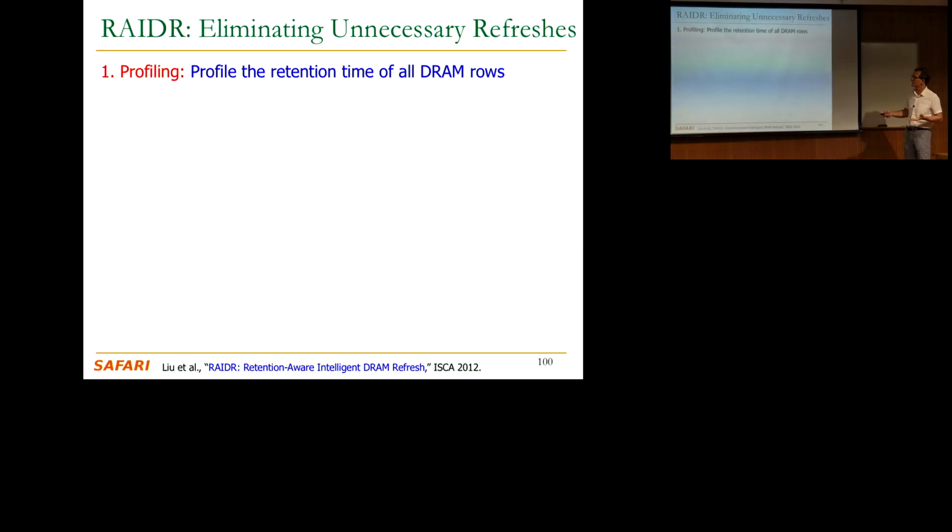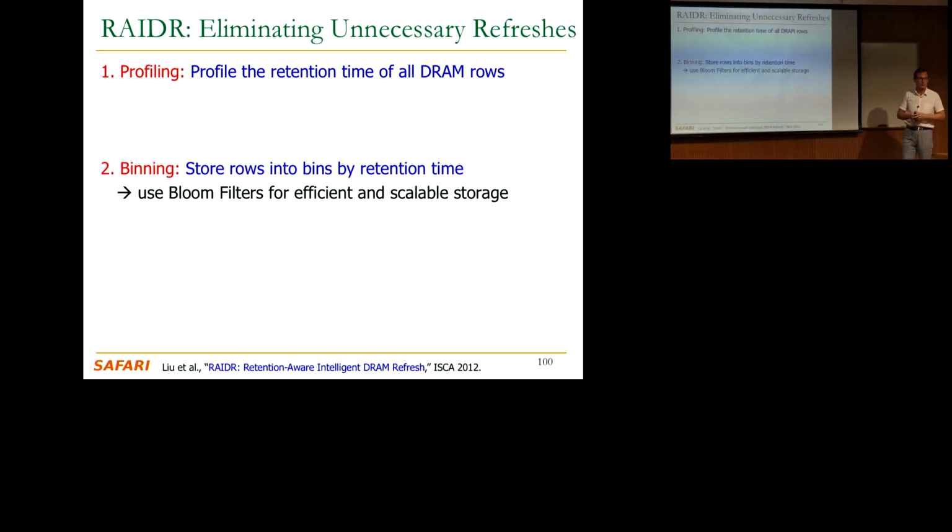Basically, we use Bloom filters to have scalable storage for this. So Bloom filters are good because if you insert a row into a Bloom filter saying that it needs to be refreshed often, you get false positives sometimes because Bloom filters are an approximate representation of set membership.